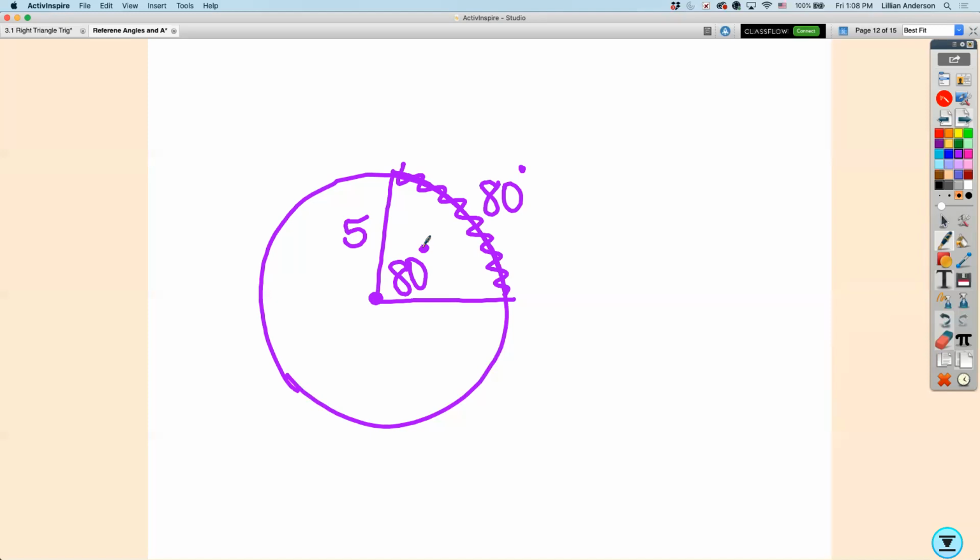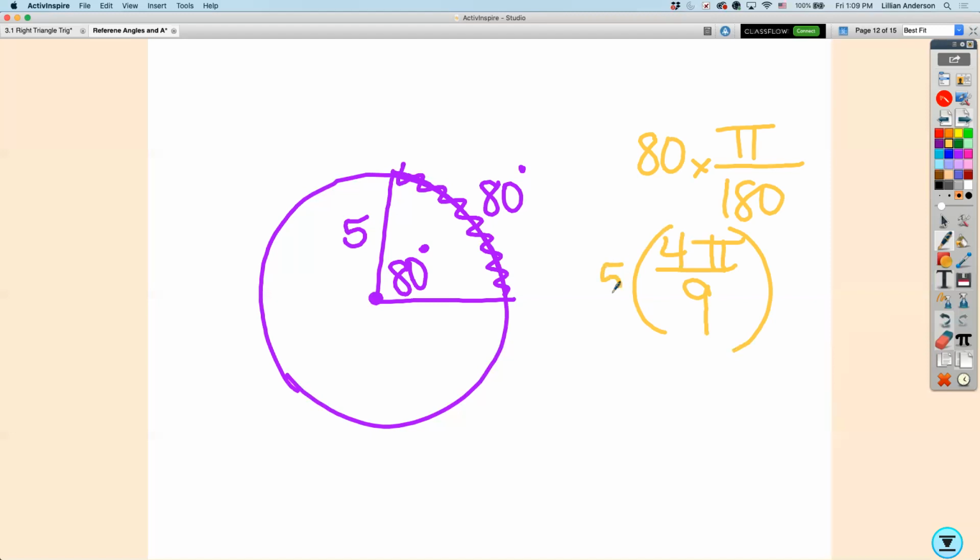But in order for me to find the length of that arc, what am I going to need to do to 80? I need to convert it to a radian. How do I convert 80 degrees into a radian? That's going to turn into, divide by 2, 4 pi/9. That's my angle. And then I just have to multiply by my radius to get my arc length, and so on and so forth.